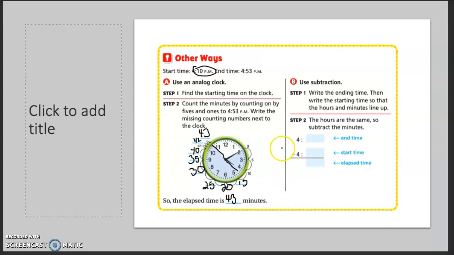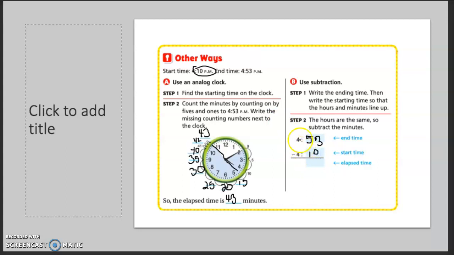Okay. The third way you can do it is to use subtraction. So we start backwards. We start with the end time first. Then we write the starting time so that the hours and the minutes line up. And then we can go ahead and subtract. So I'm going to start with the end time first. So we're going to go backwards. So I'm going to put 4:53 on top because that's the bigger number. And then I'm going to subtract 4:10.